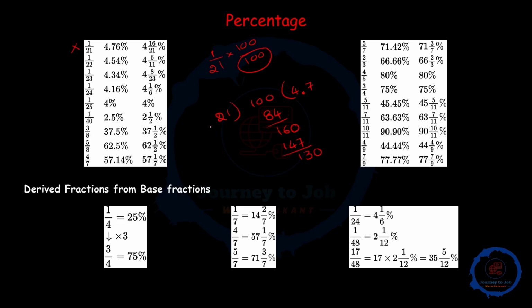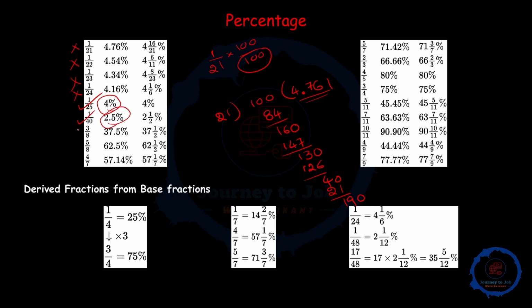So 0 here. Next 21 into 6, 126, remainder 4. 21 into 1, 21, remainder 19, 0 here. So you will get like this, 4.761. If you need the value of 1 by 21 in exam, you can calculate. No need to remember all this. 1 by 22 also no need to remember. 1 by 23 no need to remember. 1 by 24 no need to remember. 1 by 25 very important, 4 percentage. Next 1 by 40 very important, 2.5 percentage.